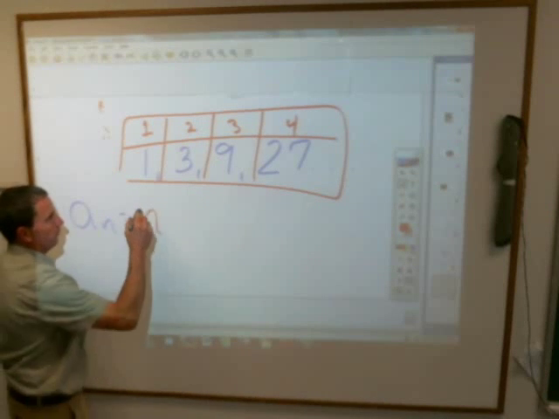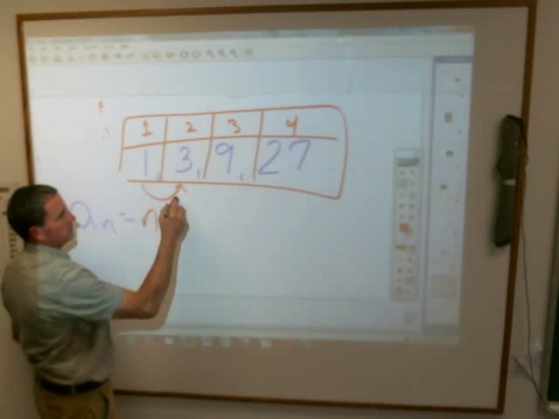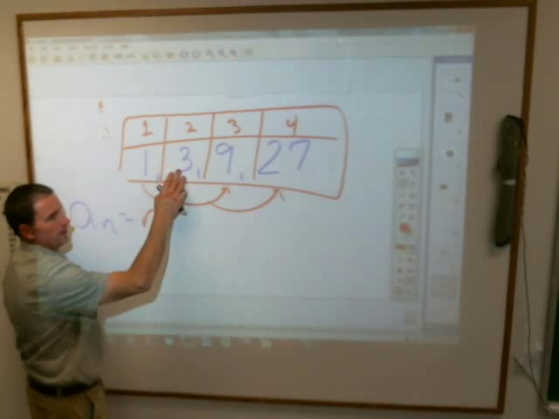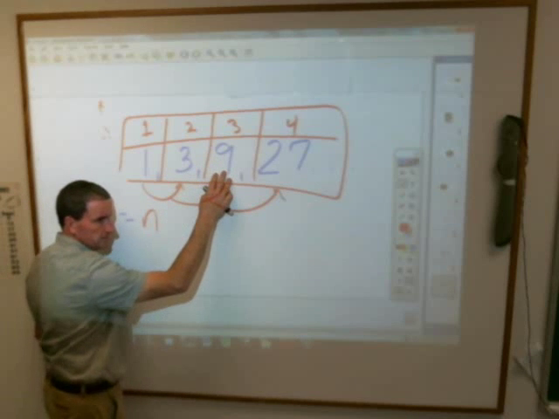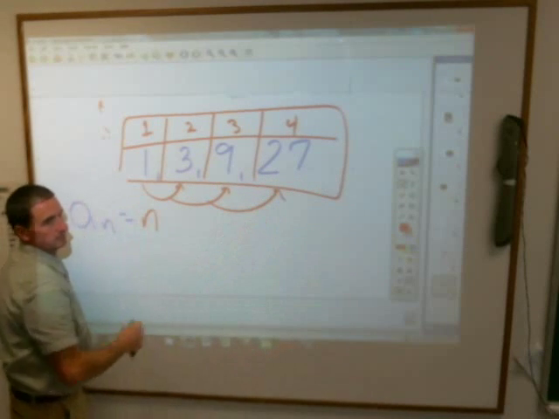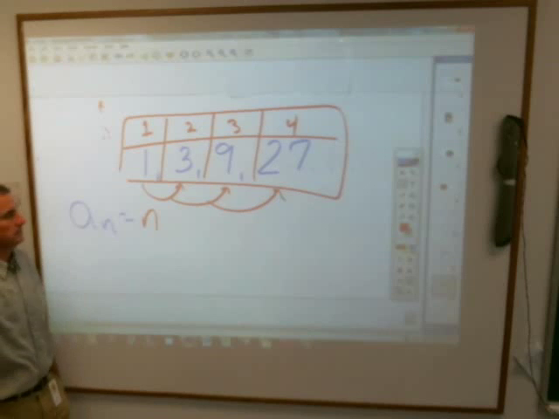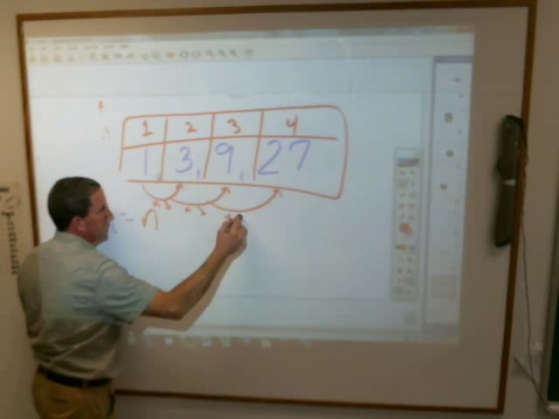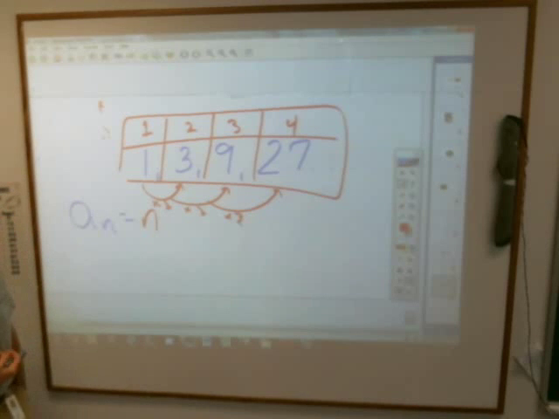Well, just like before, look at what happens between each term here. How do you go from 1 to 3, from 3 to 9, to 9 to 27? You multiply by 3. Well, now we're in uncharted worlds. Last time it was adding between terms. This is multiplying between terms. Guess what multiplying between terms is going to do?